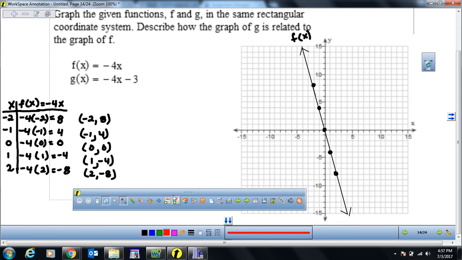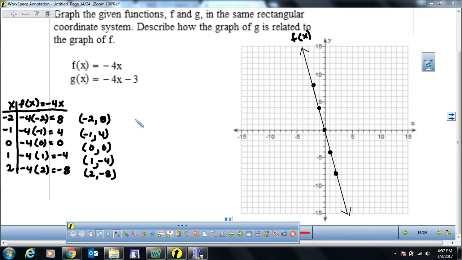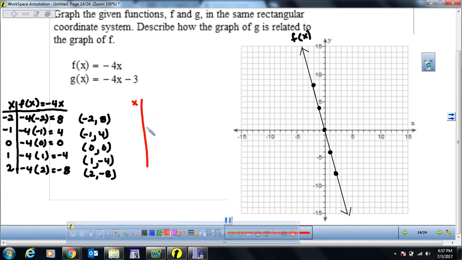Now we're going to create the graph of g of x. So we're basically going to do the exact same thing. For g of x, we're going to create another table. So g of x, you see what it gives you? -4x minus 3. So I'm going to use the same values: -2, -1, 0, 1, and +2. What do we notice right here on this equation compared to this one that we just did?